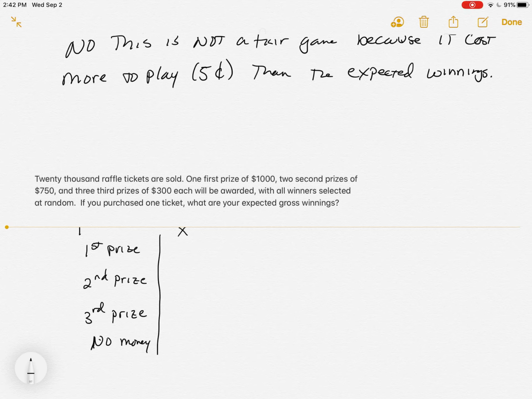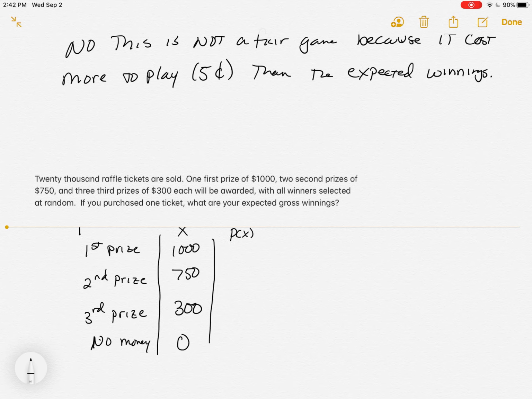If you get the first prize, you get $1,000. Second prize, you get $750. So now we're talking money. This is great because that's what they want. Third prize, $300, and if you don't win any of those prizes, you get 0.